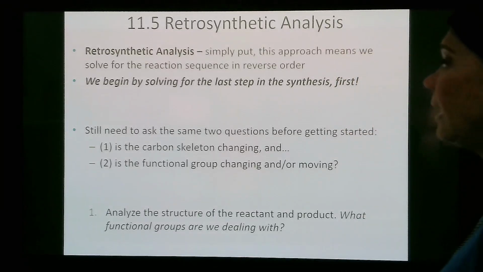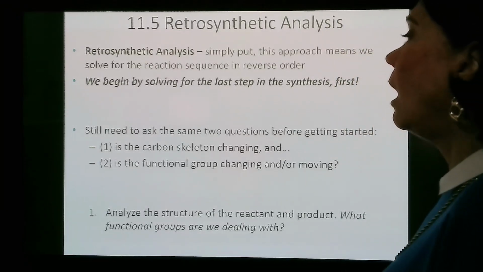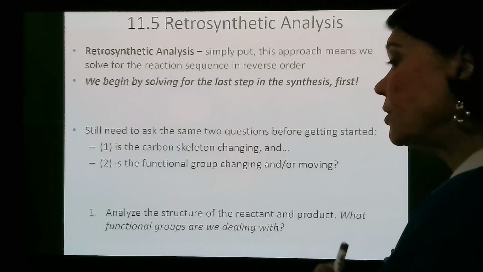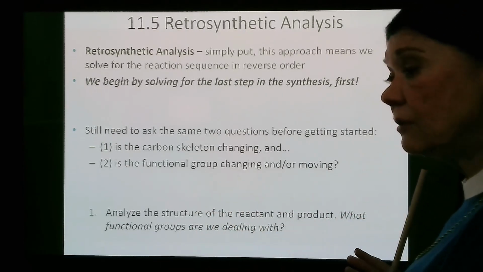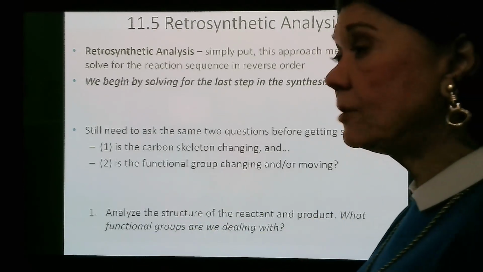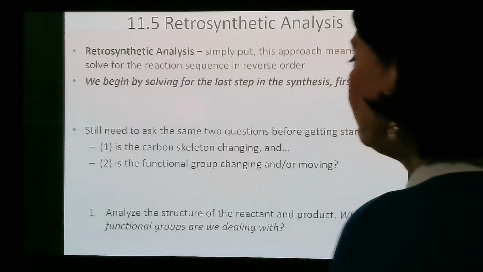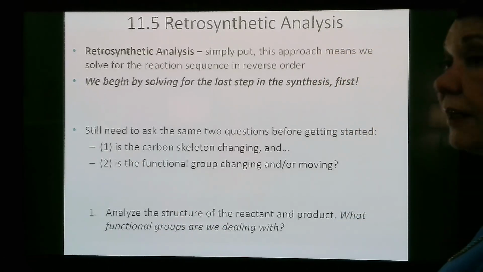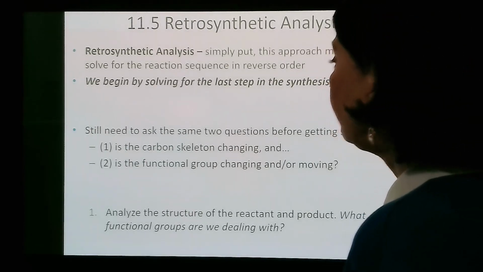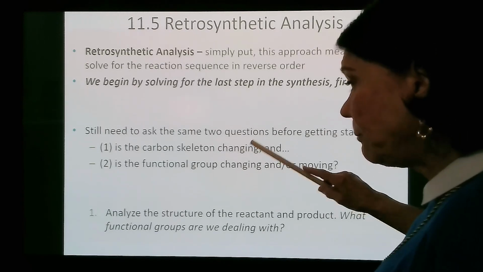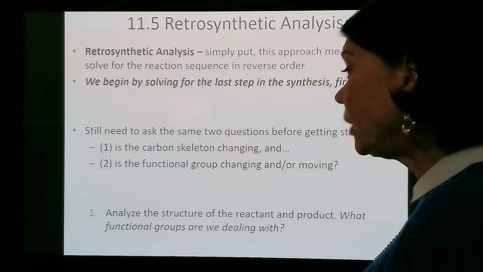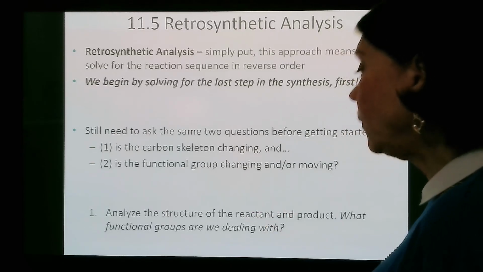So, the retrosynthetic analysis, remember you are solving for the reaction in reverse. You look at the product and figure out what you need to synthesize to make the product. So you're going backwards instead of looking at the reagents or the reactant and going forward. Sometimes it can take a bit of both, though. So you still need to ask the same two questions we just discussed in the last video. Is the carbon skeleton changing, and is the functional group changing or moving?